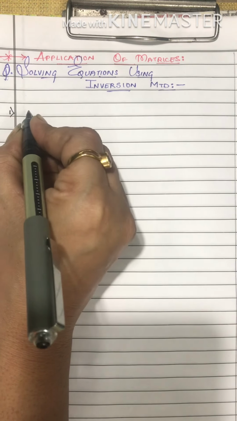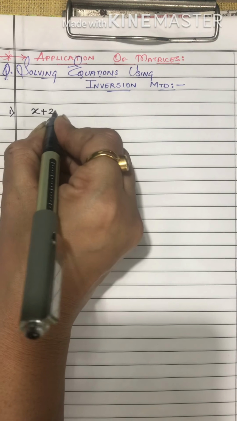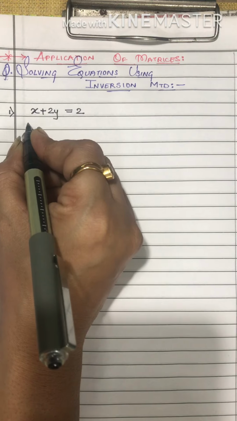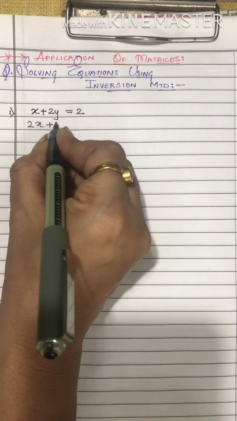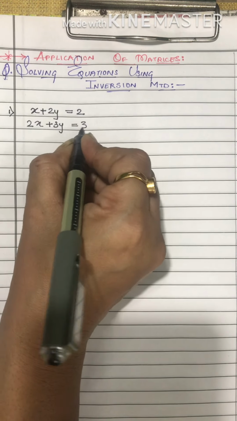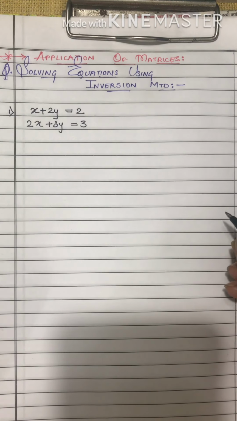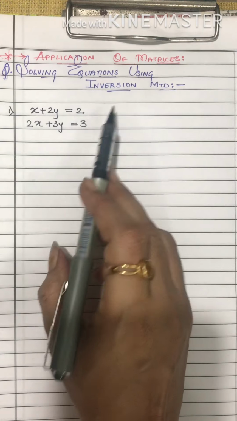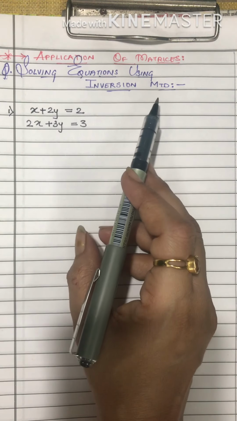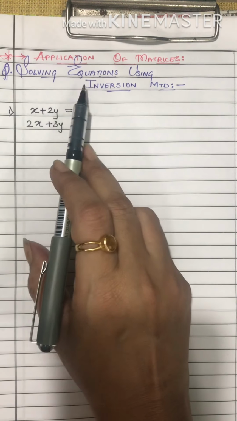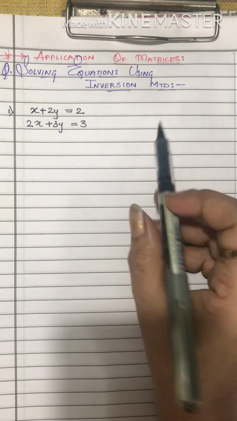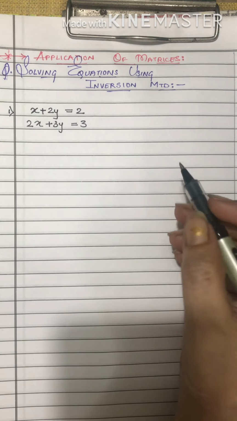I'm taking one question. x + 2y = 2, and there is another equation, 2x + 3y = 3. Now this is the question given to us, and they are asking us to solve the equations using the inversion method. There are two methods by which equations can be solved. One is inversion and another is the reduction method. We will see each of them one by one.